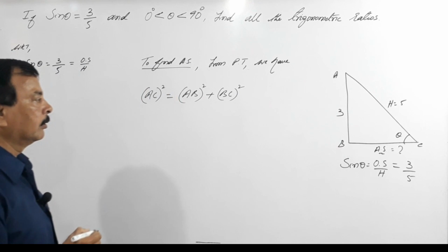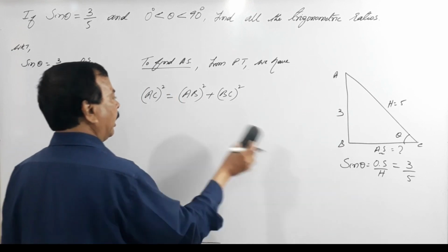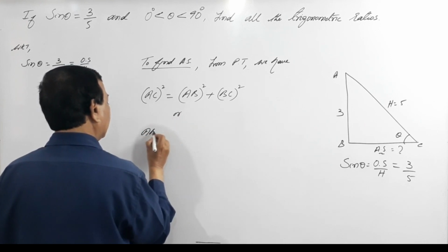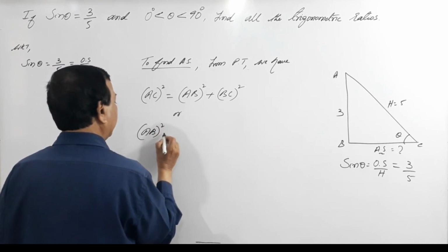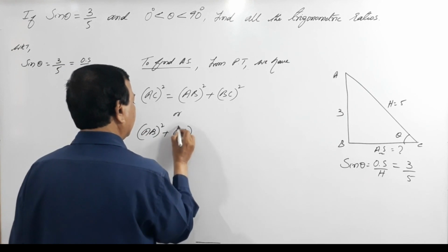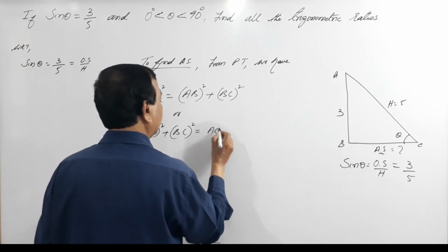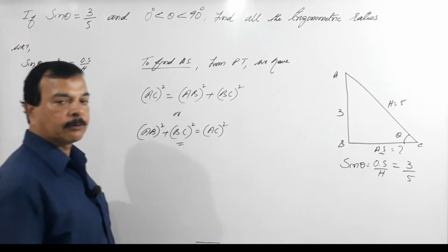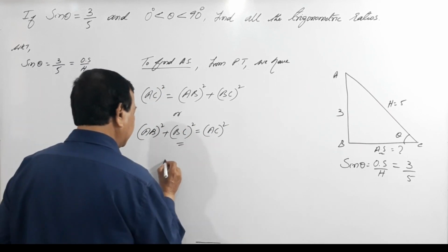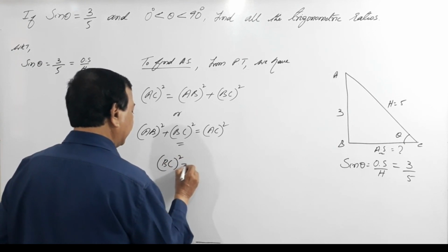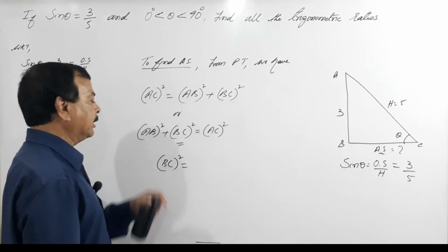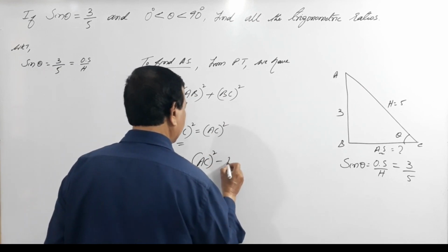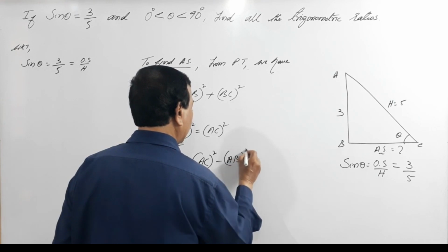BC square, or I will write the other way because I have to find BC square: AB square plus BC square equals AC square. What I do, we have to find out BC square. So I will keep BC square on the left hand side and transfer this to the right hand side. This becomes AC square minus AB square.